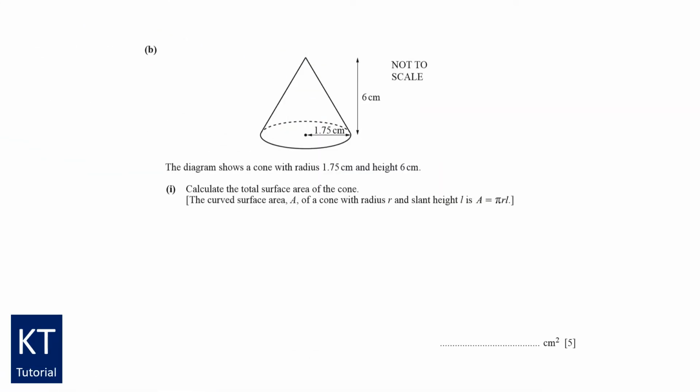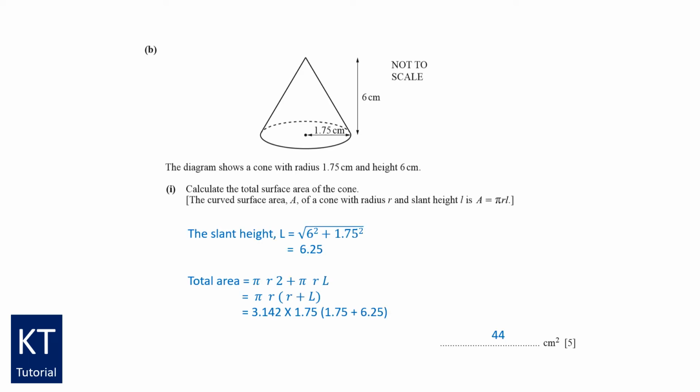Question 4b. The diagram shows a cone with radius 1.75 centimeters and height 6 centimeters. Calculate the total surface area of the cone. By first calculating its slant height using the Pythagoras formula, subsequently applying this and the known radius into the formula, we could arrive at this total area being 44 cm squared.